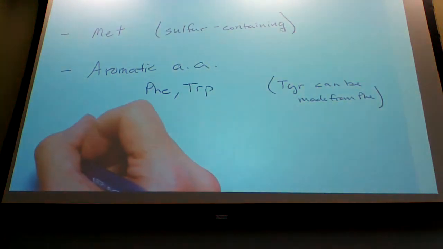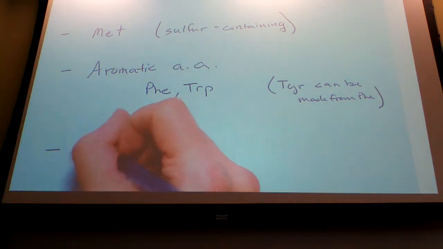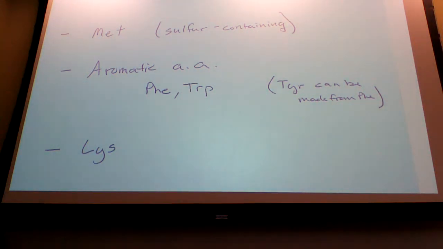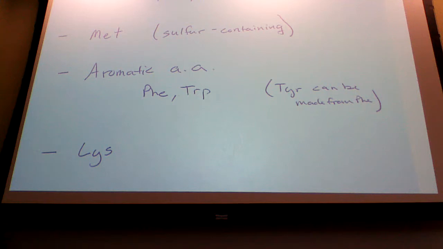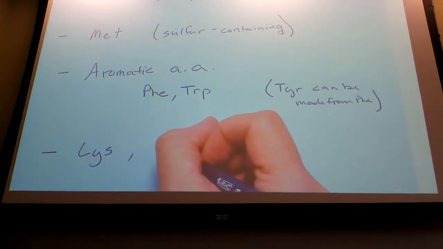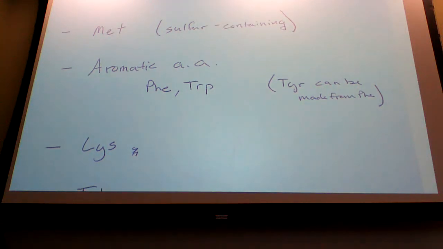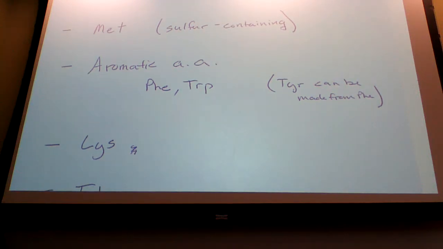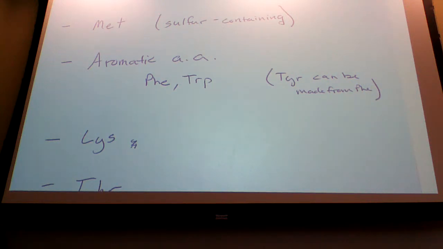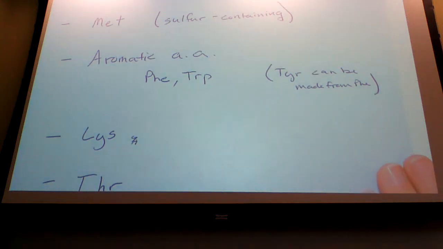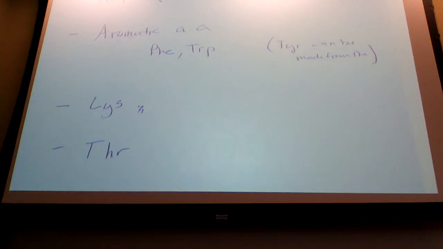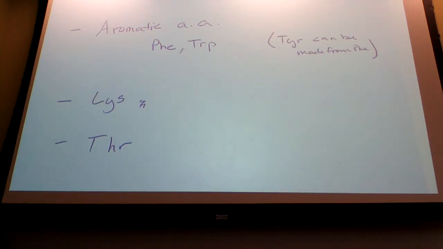Also, there's no rhyme or reason to this. Lysine, you can't make, you have to have it in your diet. And threonine. You can almost think of threonine as a branched one. Branched things are hard to make. But it's not really branched, the hydroxyl groups are just in a different place. Okay. So those are the 8.